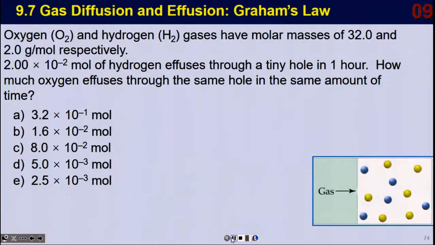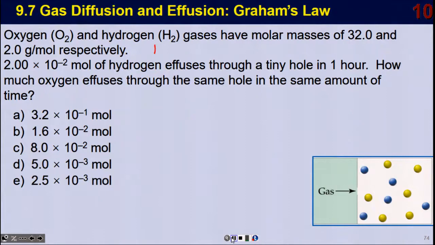All right, here's another example. Gases effusing through a tiny hole. Let's put oxygen and hydrogen gas in front of us today. Apparently you've got 2 times 10 to the minus 2 moles of hydrogen effusing per 1 hour in a little tiny hole. How much oxygen effuses through the same hole in the same amount of time? So how much hydrogen per hour, that would be a rate.